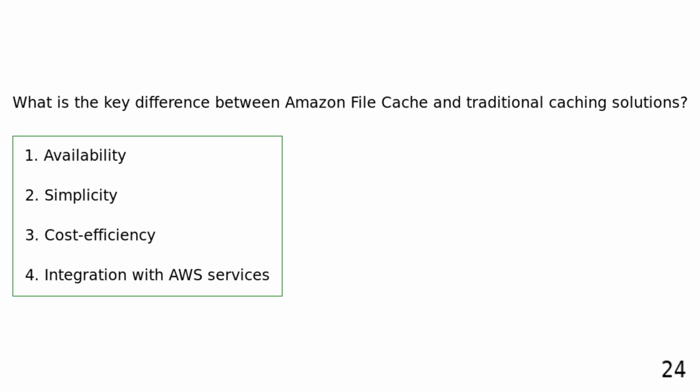What is the key difference between Amazon File Cache and traditional caching solutions? Availability, simplicity, cost efficiency, integration with AWS services.